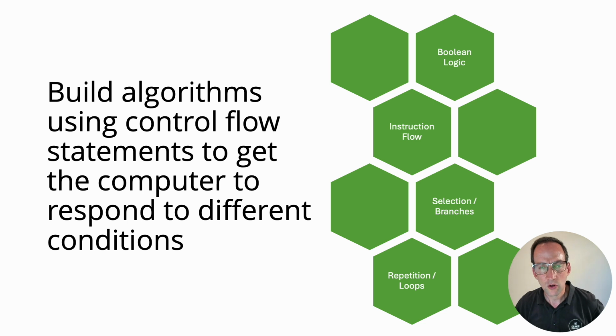In this chapter, we're going to look at building algorithms and how control flow statements are the foundation of those algorithms. We'll look at Boolean logic, the idea of instruction flow and how that works, selection and branching within control flow, as well as loops and repetition. Let's get started with that.